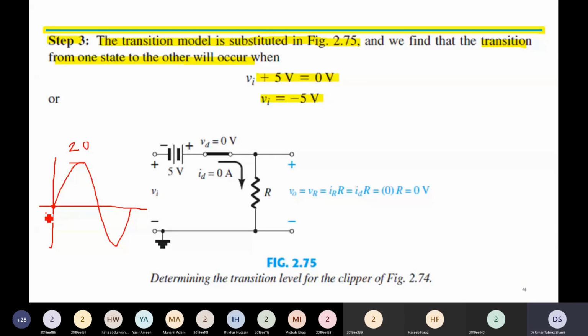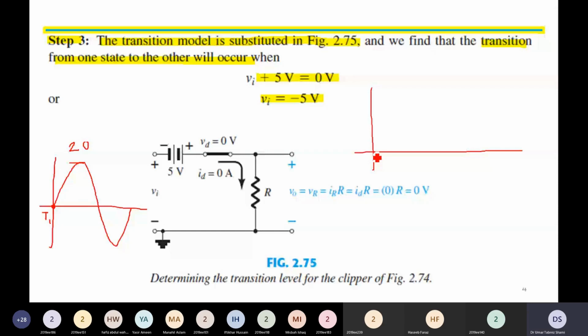This is time t1. What is the output voltage at time t1? The input voltage is 0 volt plus 5 volt of the DC power supply. This 5 volt makes the diode circuit forward biased, and the output voltage will be 5 volt. So the output voltage is 5 volt.